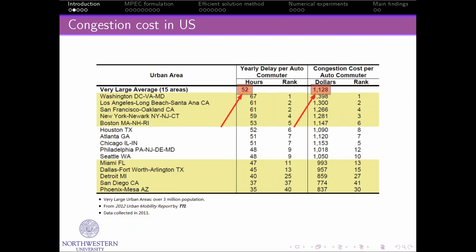And this doesn't only happen in China. In the United States, in 2012, according to TTI, a typical commuter will waste 52 hours annually in their commute, which is more than 2 days during 1 year, and the congestion cost is more than $1,000, which is higher than 2 weeks' salary of an average American's income.